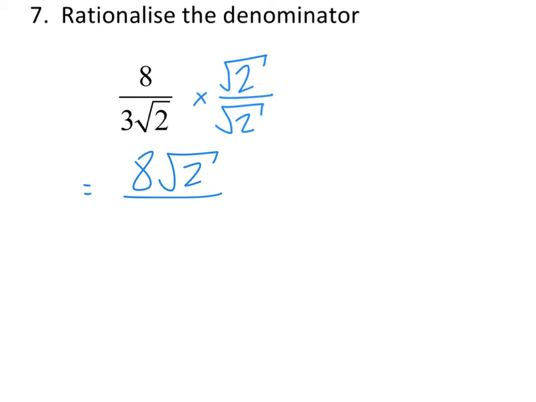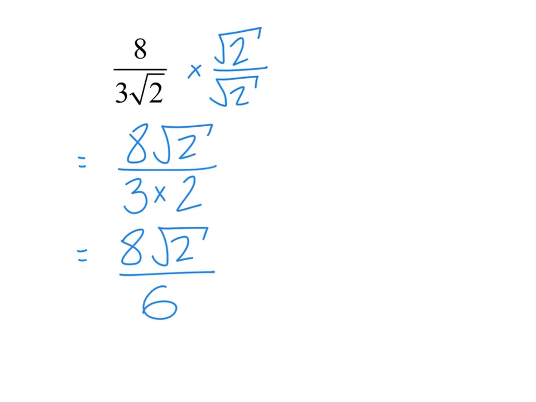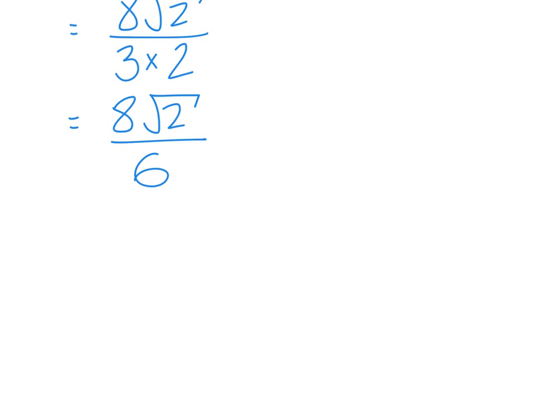And on the bottom, we have this 3. Then we multiply by root 2 times root 2, which you should know is in fact 2. That gives us 8 root 2 over 3 times 2, which is 6. Now we have a fraction where there is no square root in the bottom, so we have rationalised the denominator. But if we can simplify, we should go ahead and do that also.